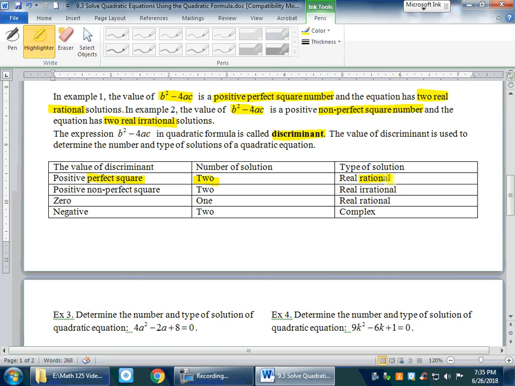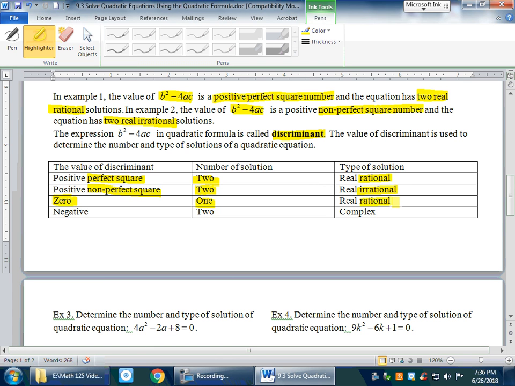If the value of the discriminant is a non-perfect square number, like in example 2, we will get again two solutions, but however, these will be real irrational solutions, meaning that you're gonna get a decimal number that never ends. And the other two cases that we didn't see: the discriminant value is 0. So if under the square root you only have 0, then you're left with only one solution. And that solution is a real rational solution.